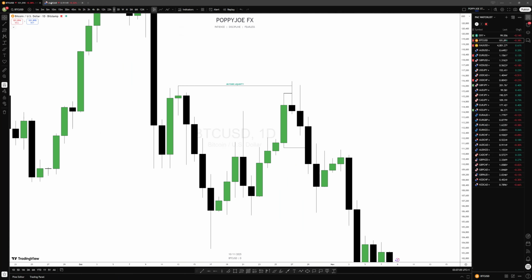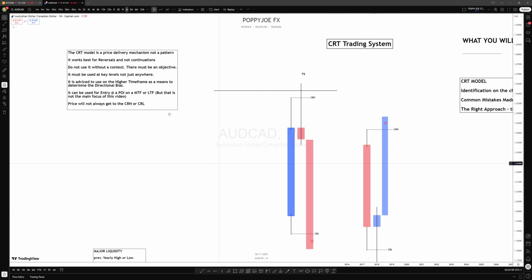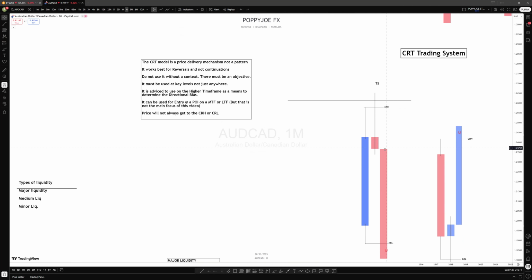Okay, so that's by the way. Then moving on to the next thing, it can be used for entry at a POI or on an MTF or LTF. So let me take it slowly and calmly now. MTF means medium time frame for me, and LTF popularly is lower time frame. So even when you see price hitting your POI on a lower time frame, a time frame you want to enter on, and you see a CRT model there, you could just join from the next candle open to trade in the direction of your reversal.